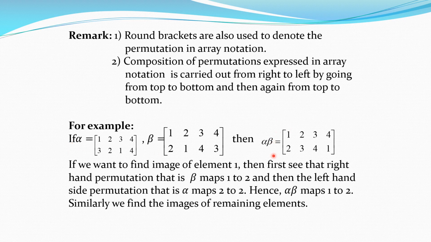So in this way, going from right to left and then from top to bottom, we can find the composition. If we want to find the image of element 1, then first see the right hand permutation, that is beta. Beta maps 1 to 2, and then the left side permutation, that is alpha, maps 2 to 2. Hence, alpha beta maps 1 to 2. Similarly, we find images of remaining elements.